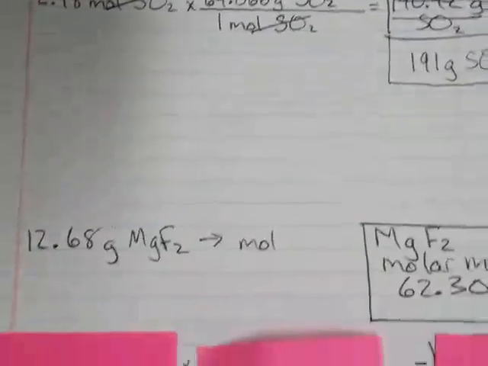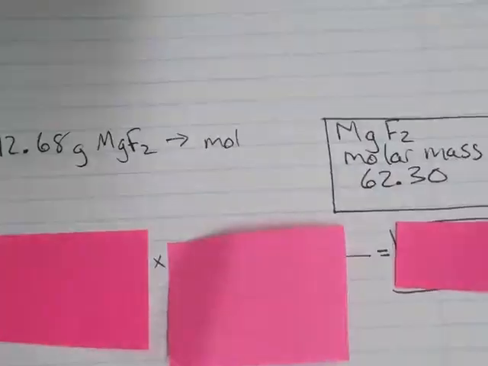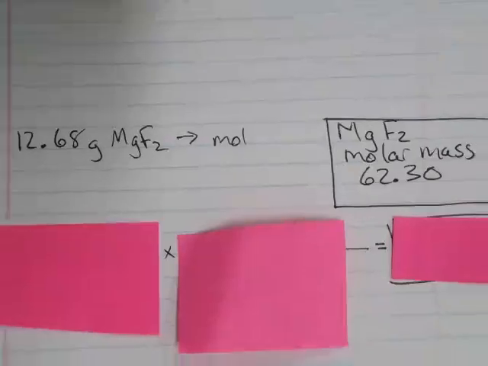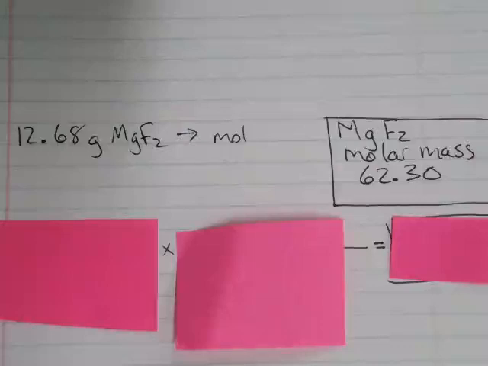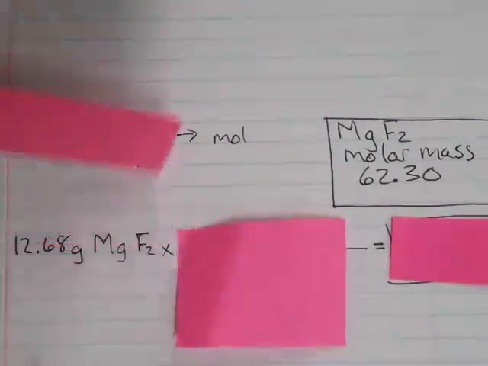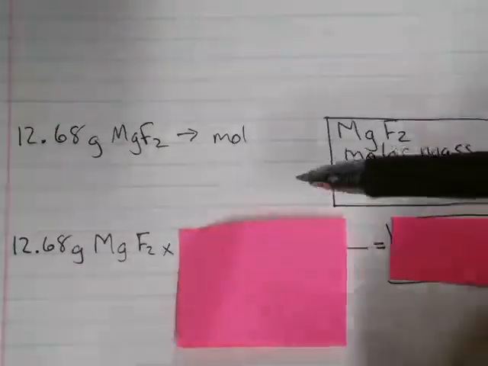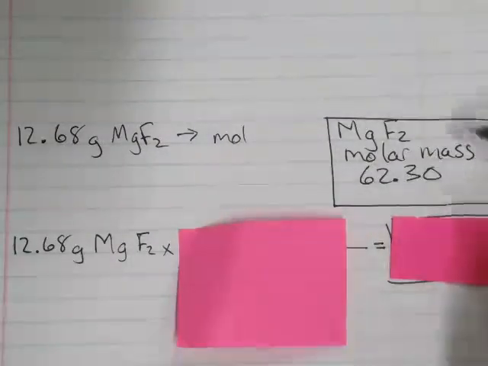In the next problem, instead of converting from moles to grams, we're going to go from grams to moles. So 12.68 grams of magnesium fluoride. Just like before, we're going to start off with what's given, and that's 12.68 grams of magnesium fluoride. We have to decide, since we're going from grams to moles, our conversion factor is 1 mole is equal to the molar mass. Our molar mass is 62.3.